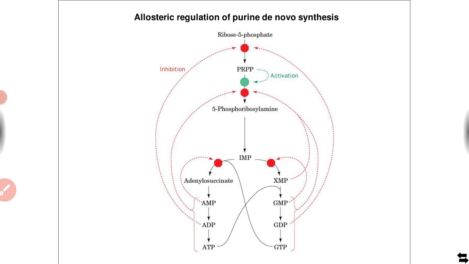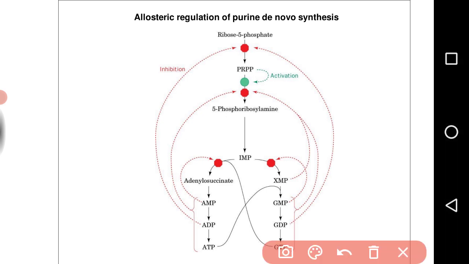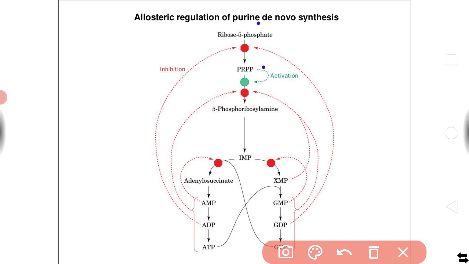One is the first step, or the preparatory step, which is the conversion or activation of ribose 5-phosphate to PRPP. The conversion of ribose 5-phosphate to PRPP by the enzyme PRPP synthetase. So that enzyme is inhibited by the end products.